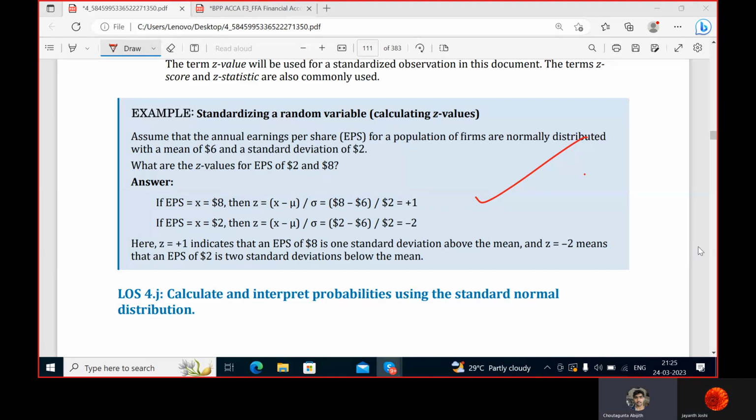They are getting -2 and -1. Yeah, so you got the Z scores now. One indicates that an EPS of $8 is one standard deviation above the mean, and this is two standard deviations below the mean because it's a negative value, correct? Next.